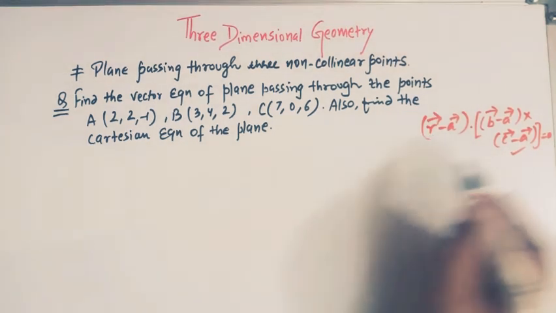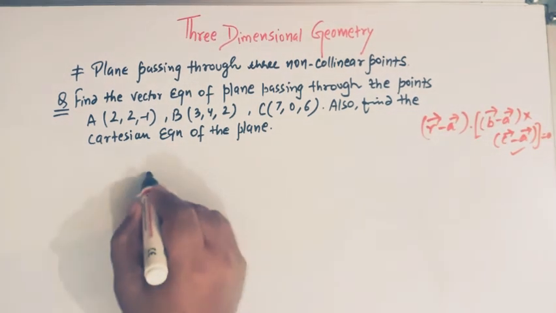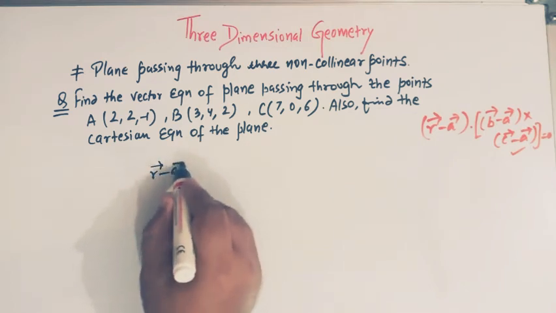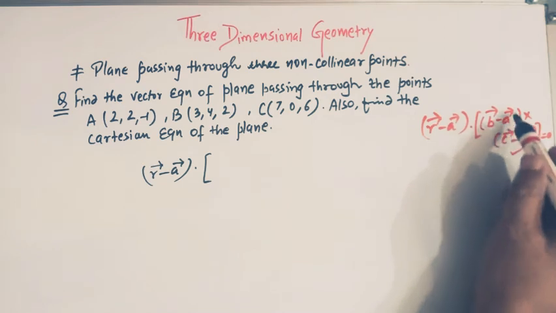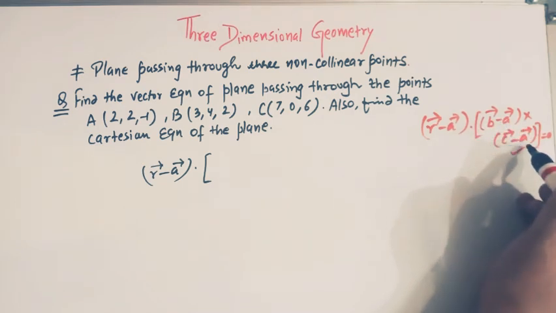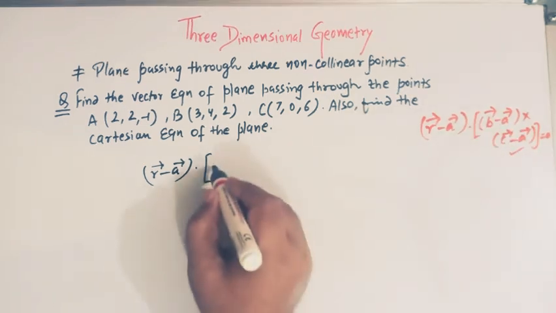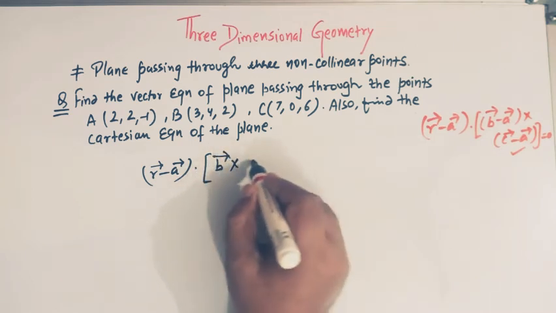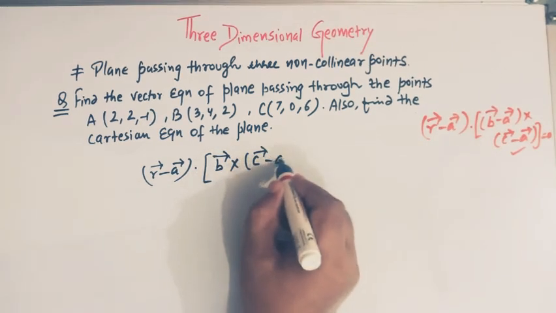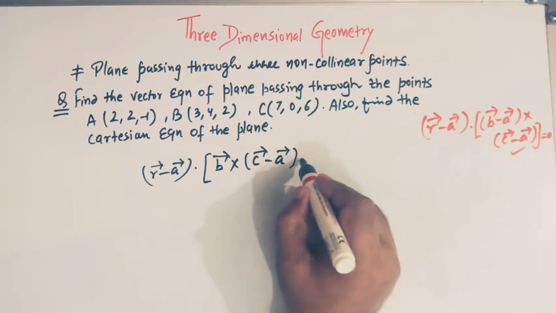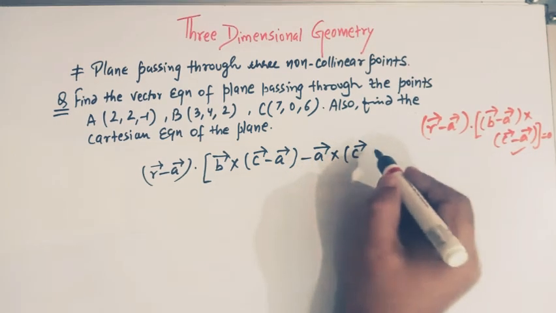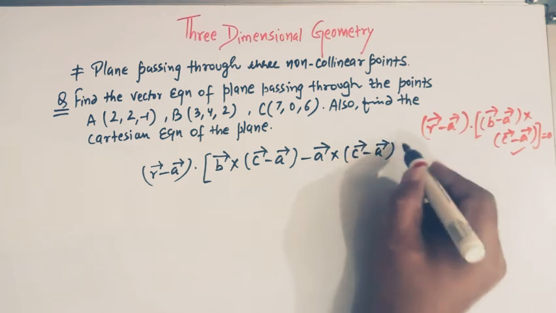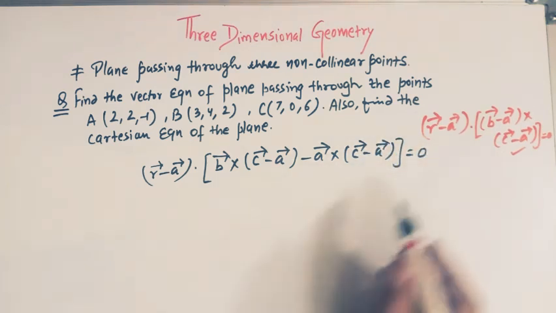Now let us simplify it. So here we have vector R minus vector A dot, vector B minus vector A cross vector C minus vector A, so we can write it as vector B cross C minus A, and then we have minus A cross C minus A, right? And it is equal to 0.